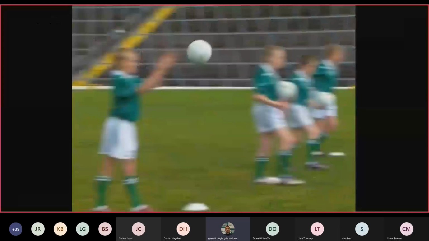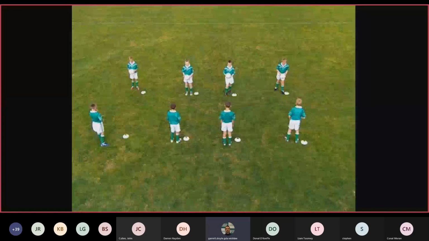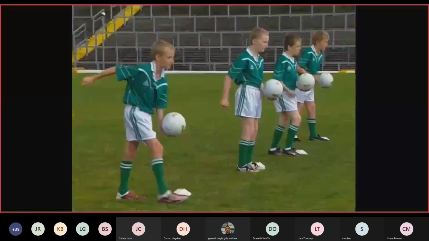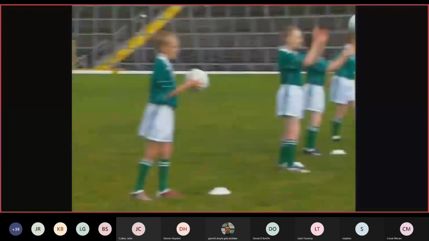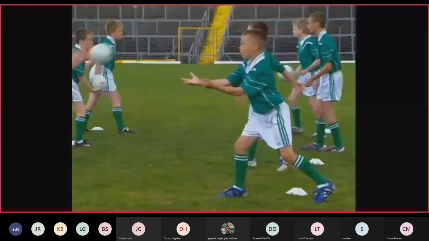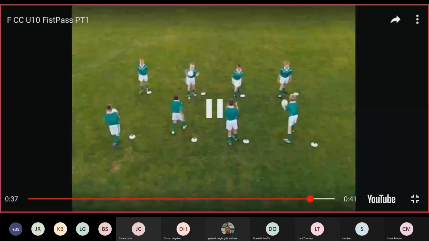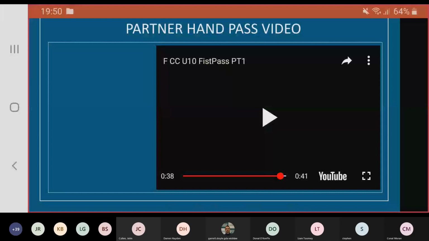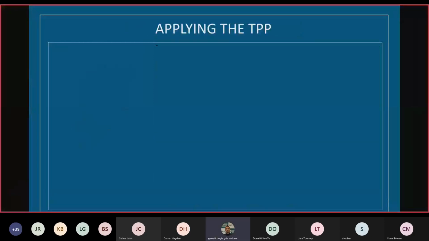So it's a ball between two. They line up like so. You demonstrated the hand pass or the fist pass. Then just ask the players to perform the skill over and over again. So, fairly basic activity. We've all probably used it.